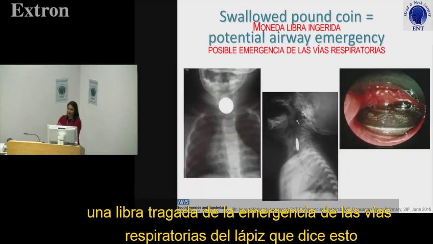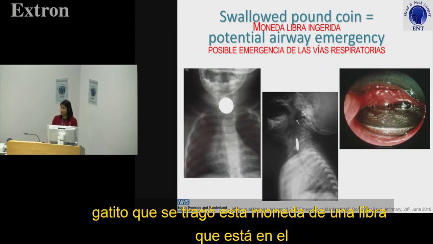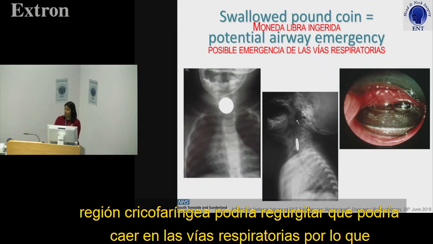Why is a swallowed pound coin a potential airway emergency? That's because this little kiddie who swallowed this pound coin, which is sitting in the cricopharyngeal region, could regurgitate that. It could fall into the airway.